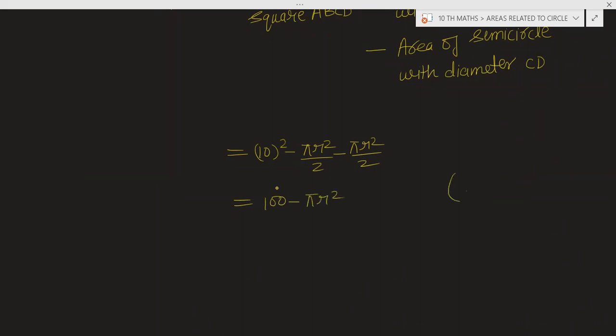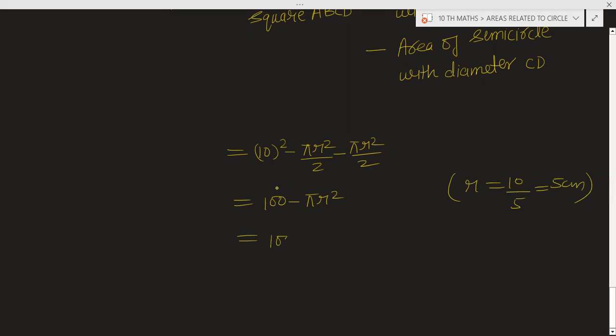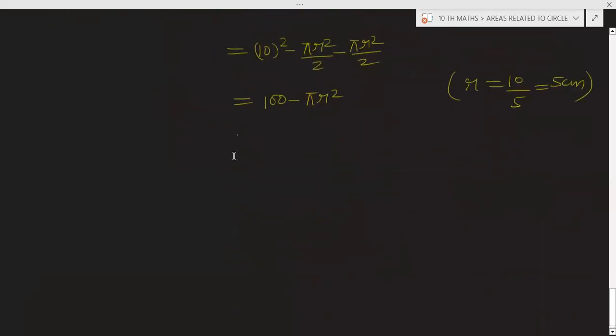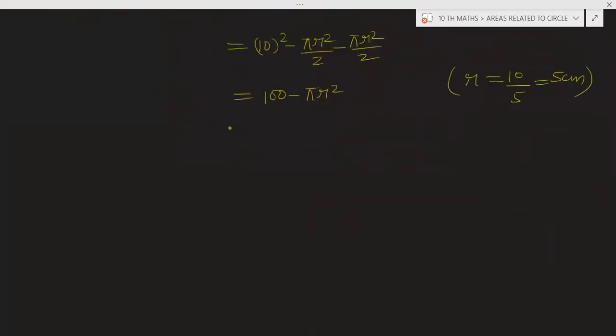Now what is the value of r? r will be 10 by 2, means 5 centimeter will be r. So it will be 100 minus pi r square. Now I will keep this A2 plus A4 like this only right now. So A2 plus A4, I have this.